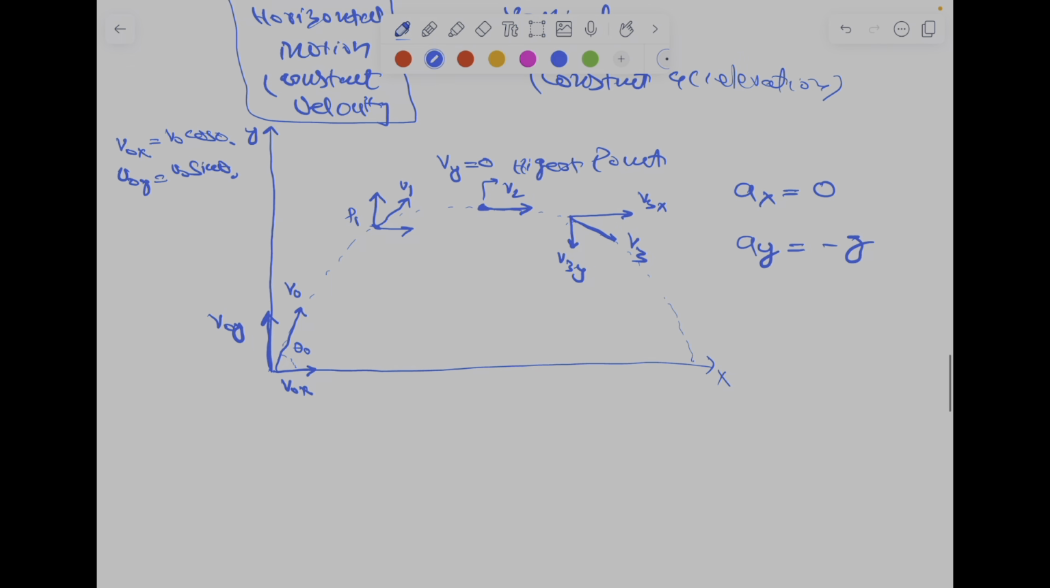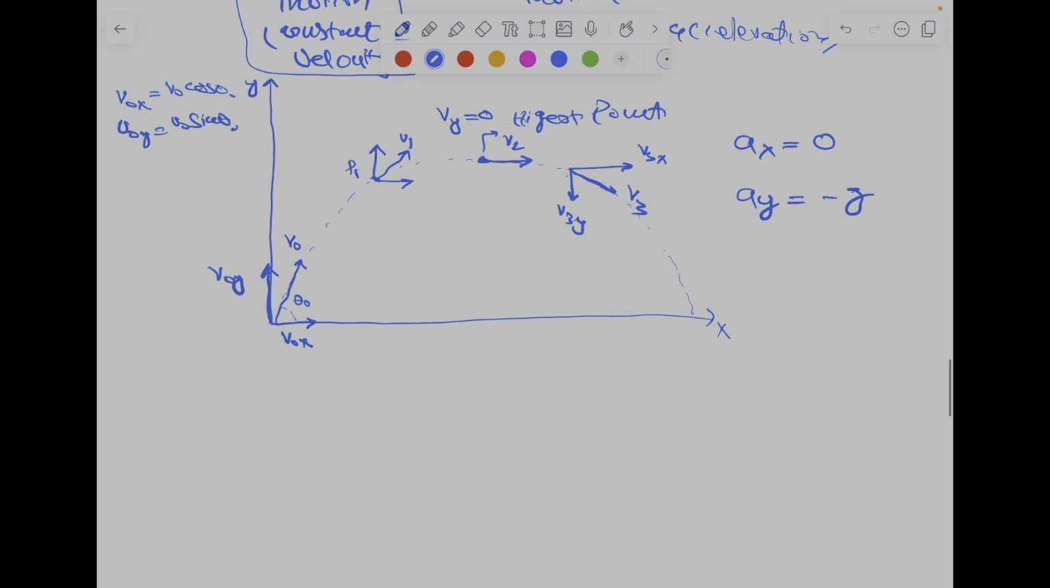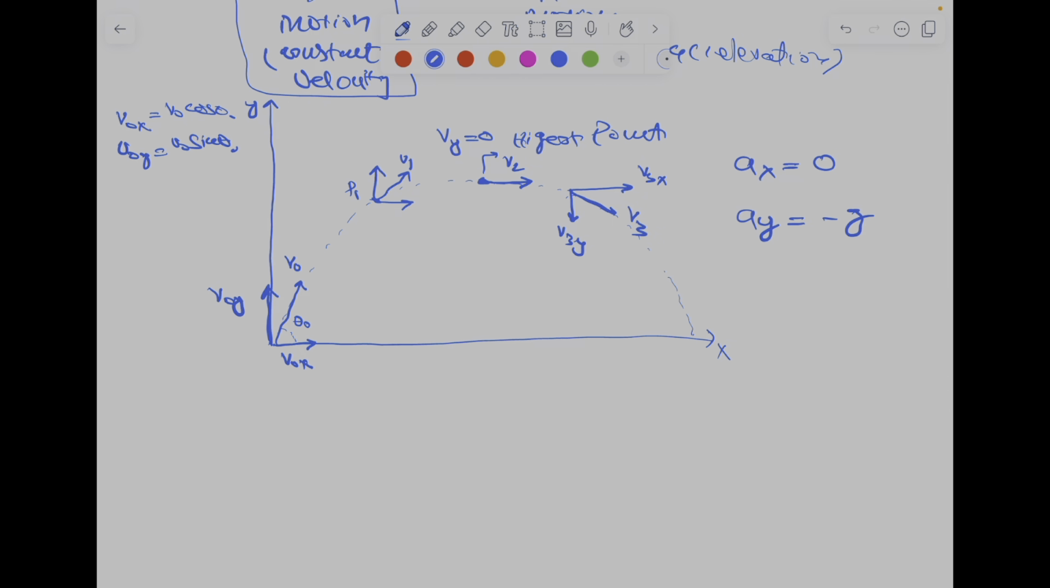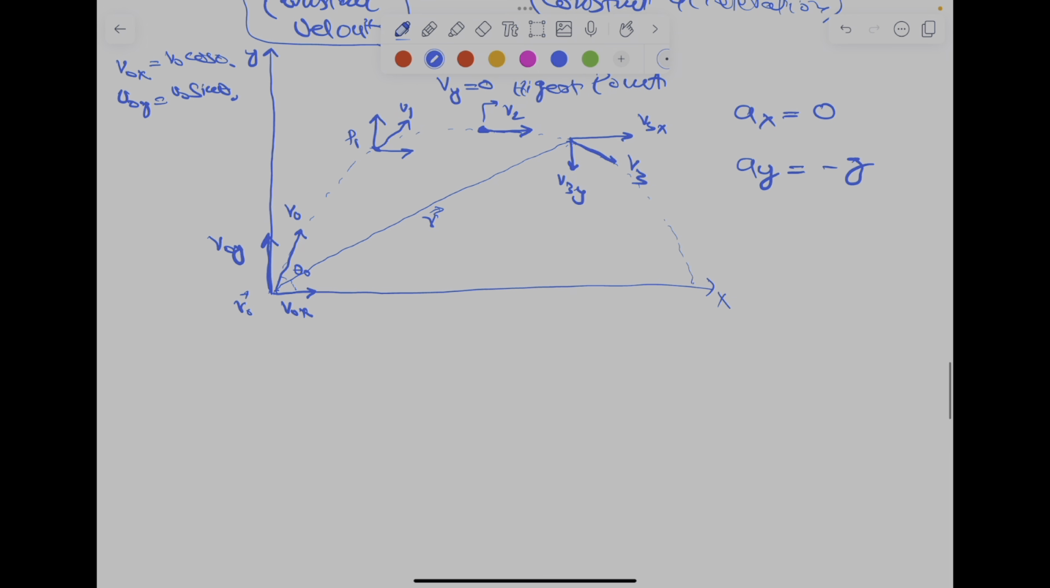So now we're going to see the components of the velocity and the position. For example, if you wanted to find the position, this is your r naught, the initial position, and this is your r. We want to know the position at any given time. This position is given by r equals r naught plus v naught vector t plus 1/2 a t squared.